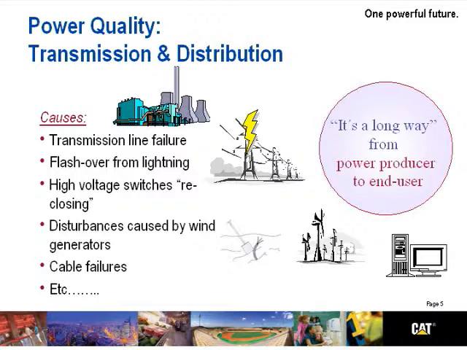And if you consider just in your own region the length or distance that power must travel from the power producer to the end user, it's amazing sometimes that we get power at all. But if you think about it, transmission lines may fail, flashovers from lightning, when you think about the vast terrain that these distribution systems must cover, voltage switches reclosing, disturbances caused by wind generators or anything else that may be used to supplement the initial power provider, cable failures, etc., right down to the squirrel that crawls into the local transformer or crawls into the local substation causing a short. So there's plenty of opportunity for disruption completely beyond our control.